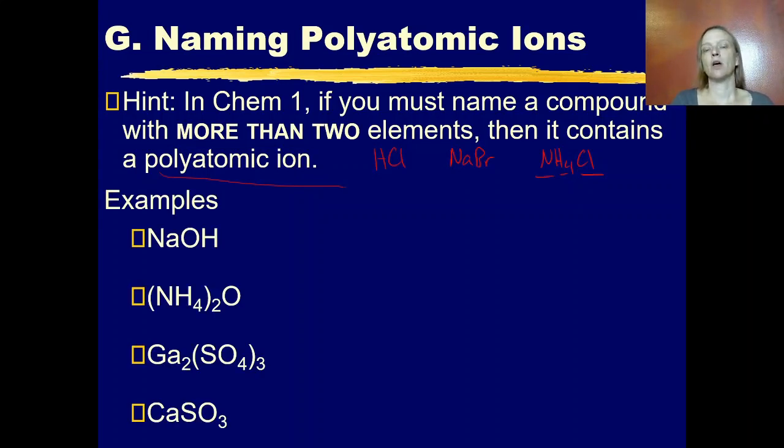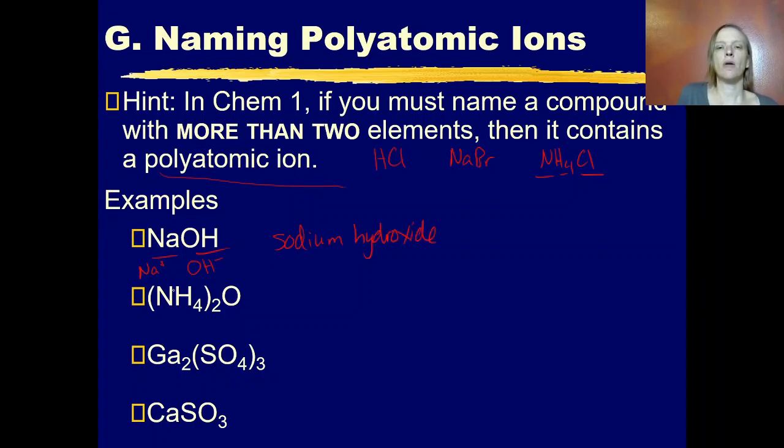Our naming rules are the same as they have been. We just name the cation and we name the anion. So this is sodium with the hydroxide ion. A sodium ion and a hydroxide ion, so we just call it sodium hydroxide. Oops, I'm writing the symbol. Sodium hydroxide.